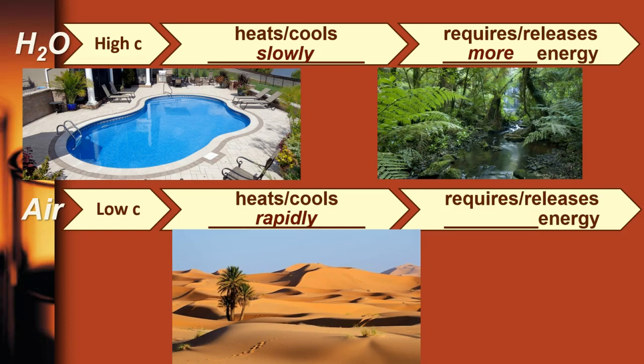The reason it cools very rapidly is because there was not a lot of energy that was deposited into the air to heat it up. It has a low specific heat. Therefore, to release that energy, it has to release a lot less energy than the water did. So the result is, with an arid environment, we have large temperature swings.